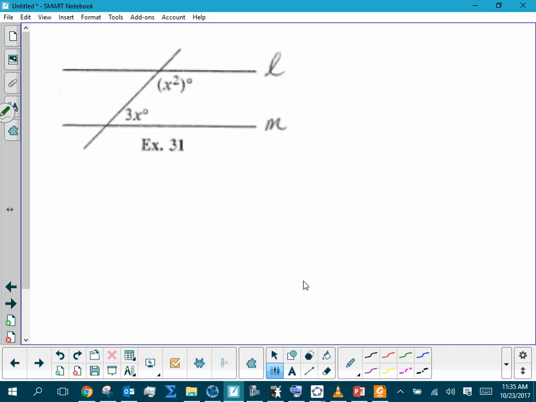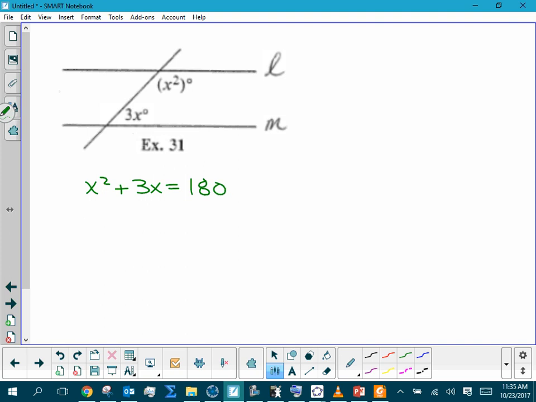All right. So what's the relation between those two angles? Same side interior. So if we're going to force these lines to be parallel, what's the relationship they have to be? Supplementary. They have to add to 180. So x squared plus 3x needs to equal 180, right?